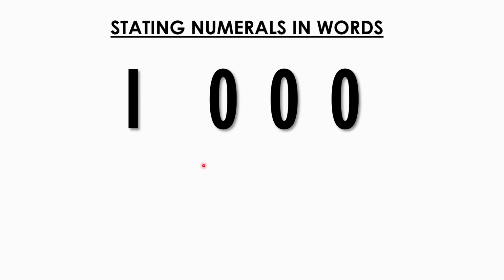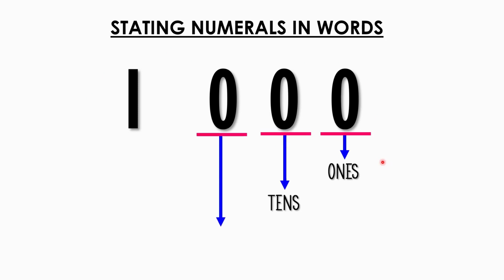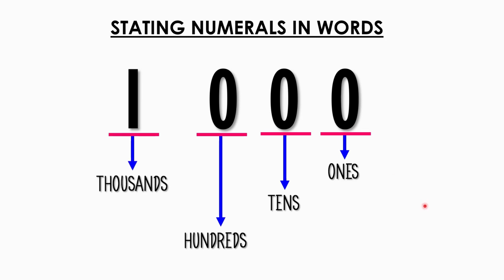Now, before that, I would like to explain the place values for every single digit in this number 1000. Starting from the last digit, this is ones. The place value for the second last digit is tens, followed by hundreds, and finally thousands. So this number is read as 1000. These last three digits play a very important role in understanding the method of pronouncing numbers.